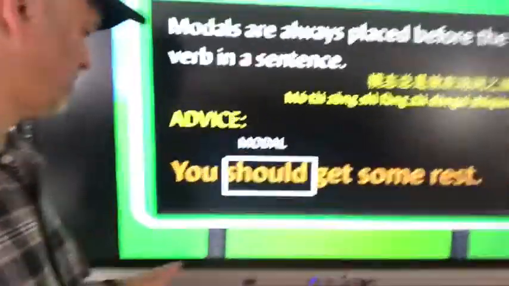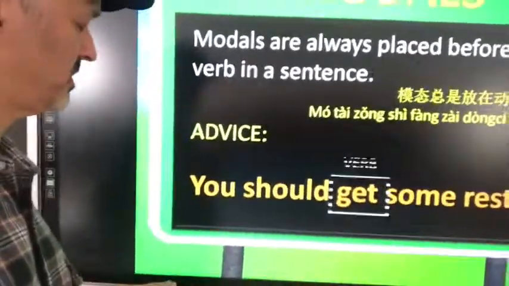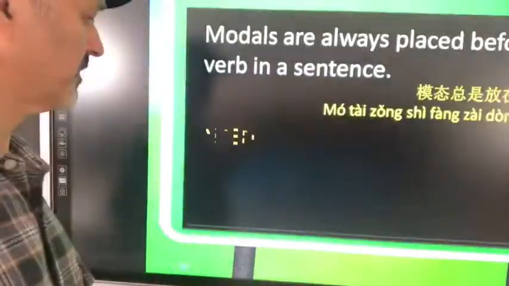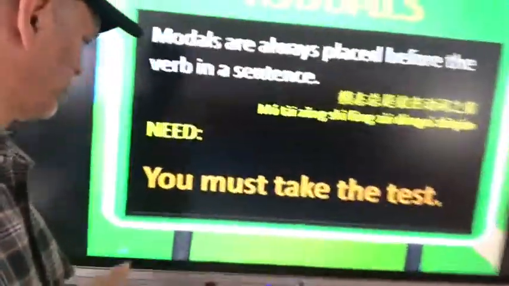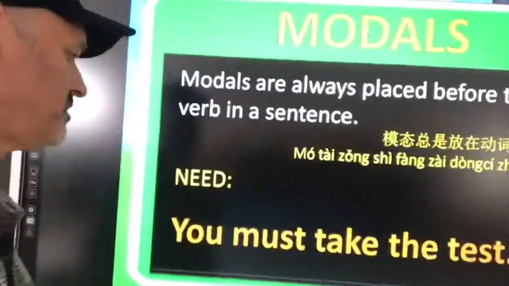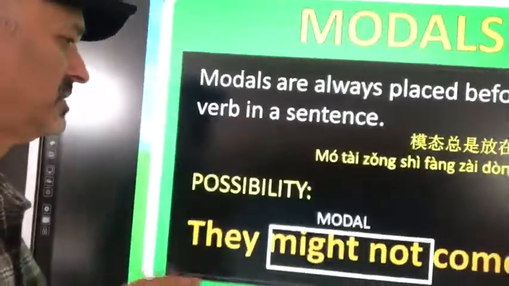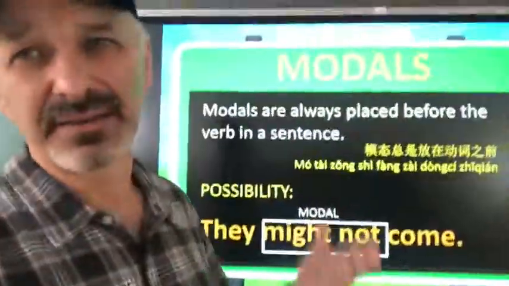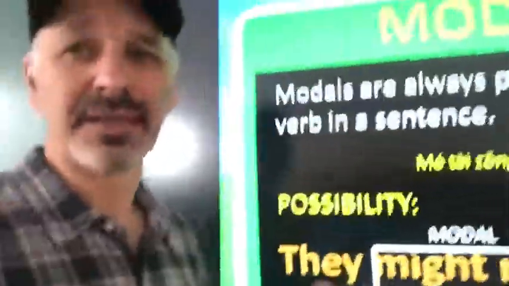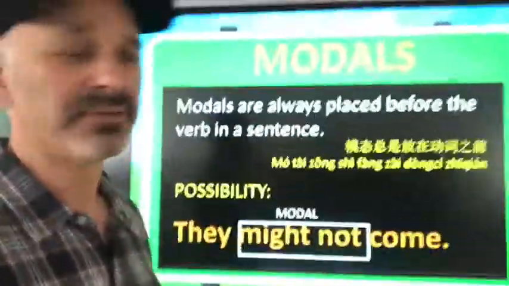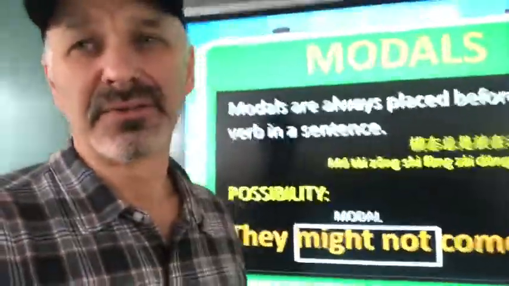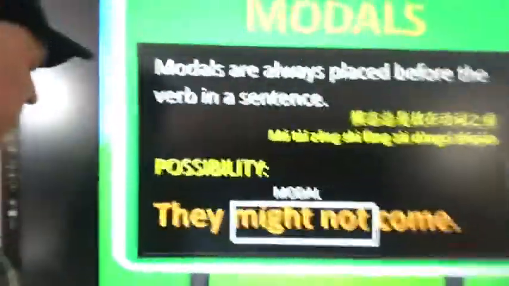For advice, you should, modal, verb. For need, where's the modal? Must, good. Where's the verb? Take. And lastly, they might not come. And here you want to stress that the negative, the modal gets negated here when using modals, not the verb. So an example, should not or cannot.